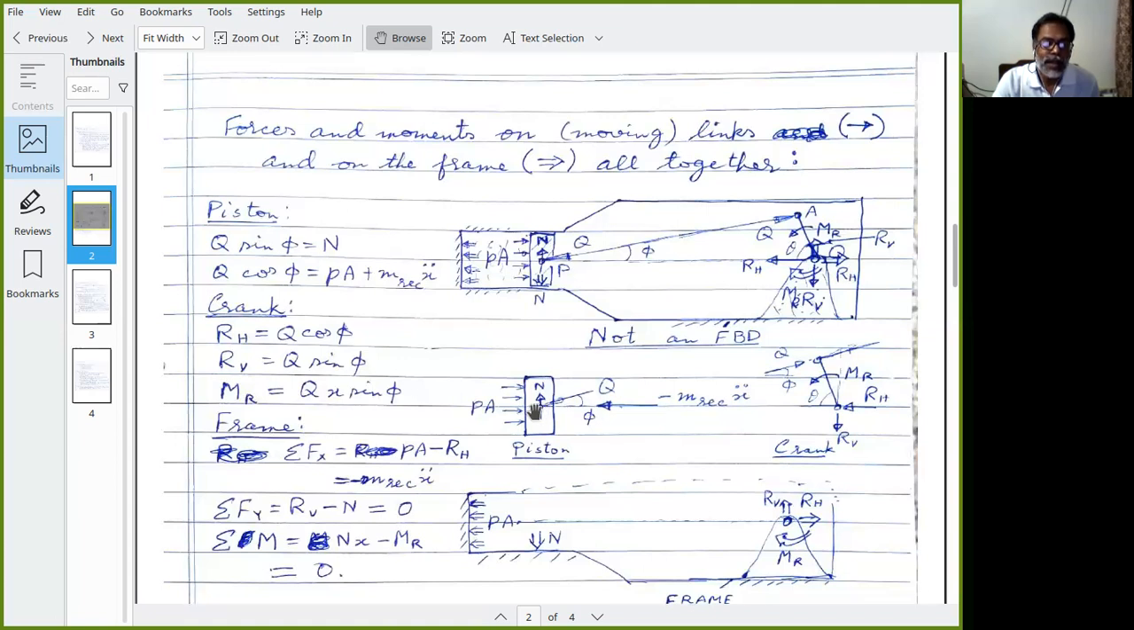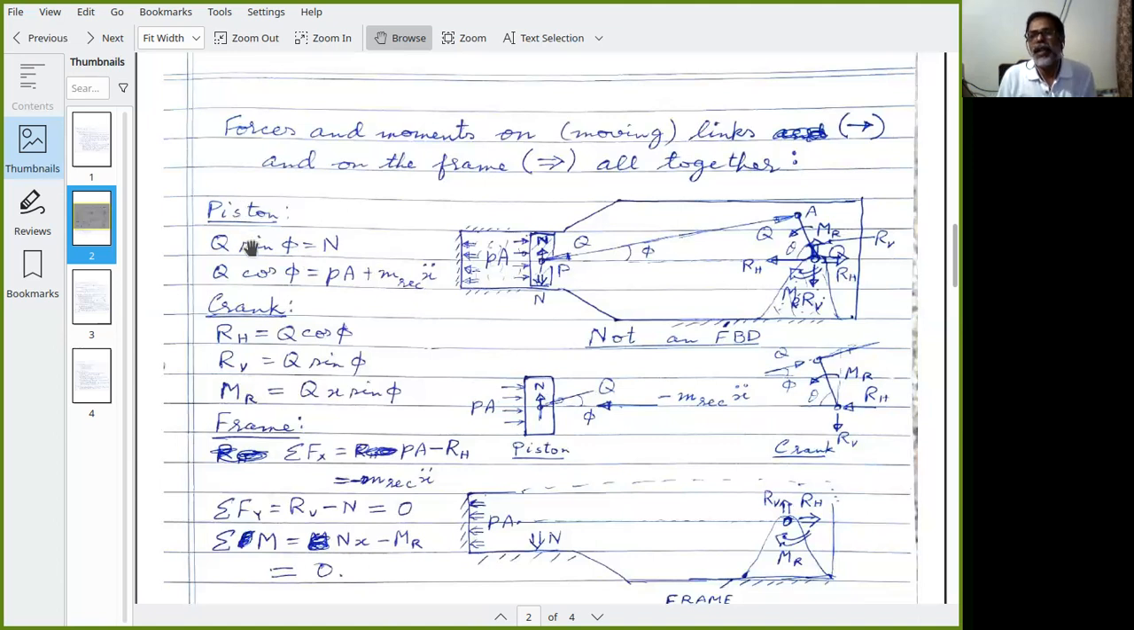Q cos phi leftward, PA rightward, and this inertia force leftward, because this is the reference positive direction. But the inertia force itself has a negative sign: minus mass of reciprocating parts into x double dot. So you could say M rec x double dot rightward, so that it gets added to PA. So PA plus that is equal to the leftward force Q cos phi. So these two we get from the piston force balance.